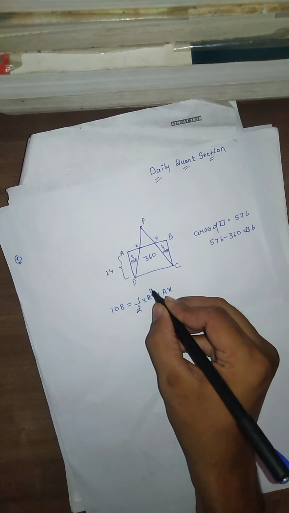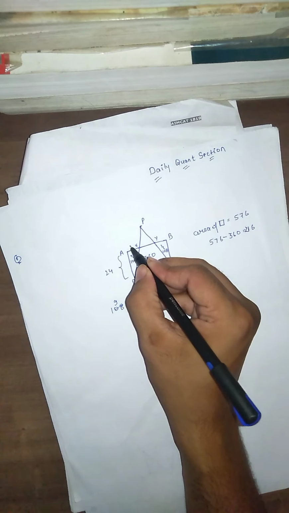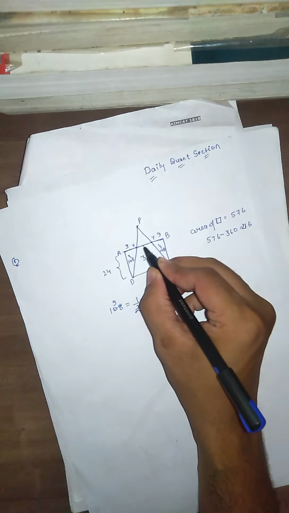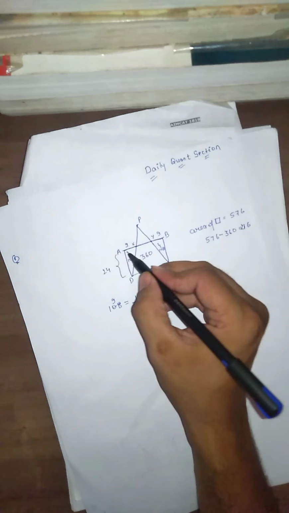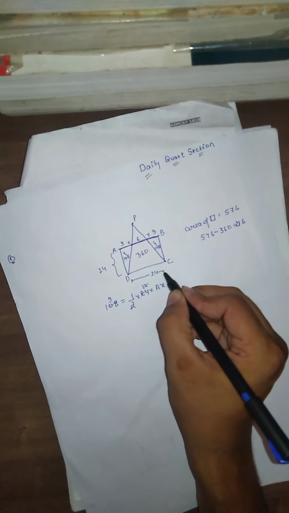So 2 12 12 9. So we know that AX is equal to 9. Similarly BY is also equal to 9, and the whole side is 24 because the side of the square is 24. So 24 minus 9 minus 9 is equal to 6. So our XY is equal to 6, and we know that DC is equal to 24.